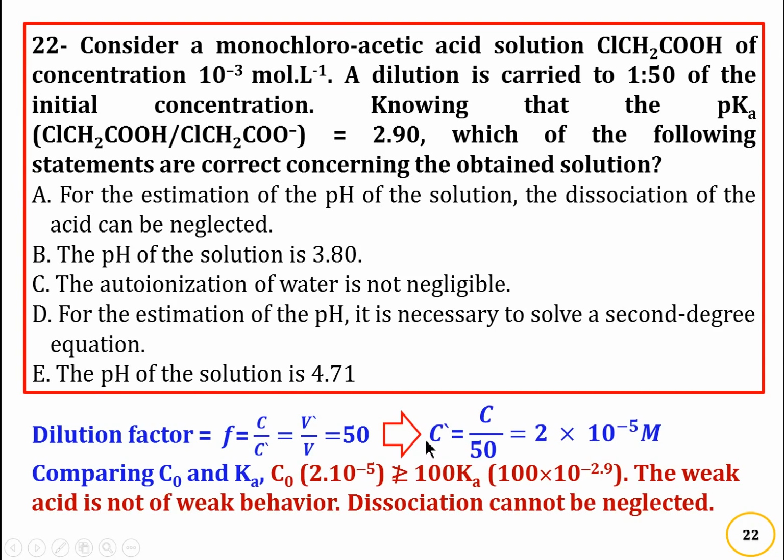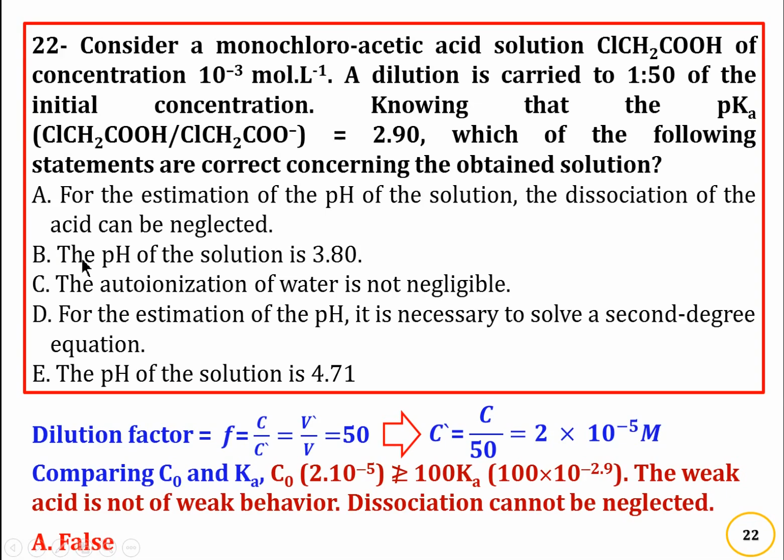So now, comparing the value of the concentration with the value of Ka, we found that C0 is not greater or equal to 100 Ka. That means the acid we used in this exercise is weak, but is not of weak behavior. So the dissociation cannot be neglected in this case, since it's not of weak behavior. So A is false.